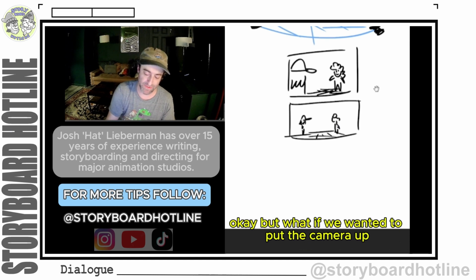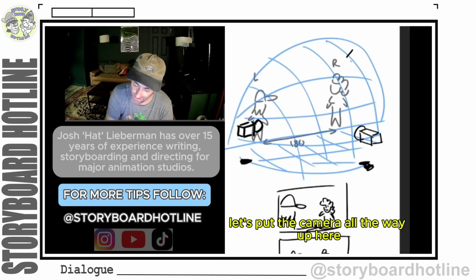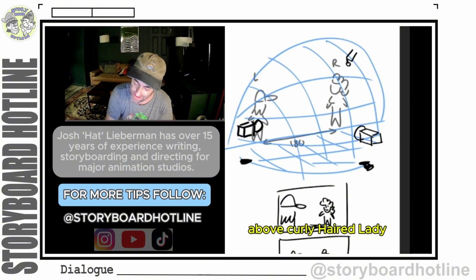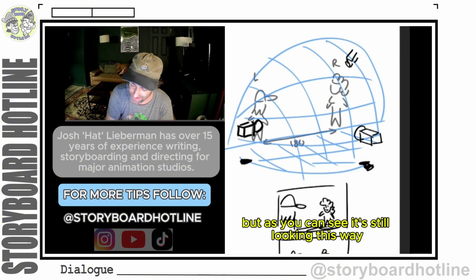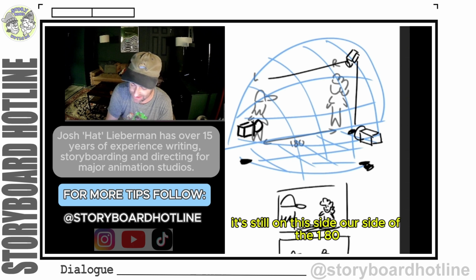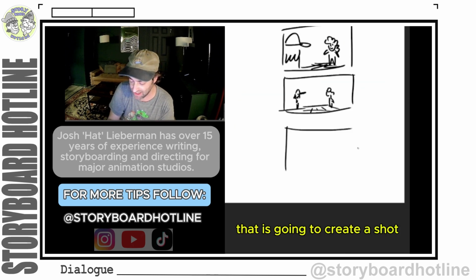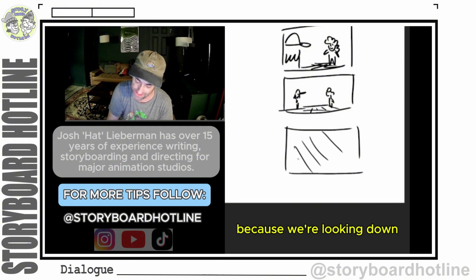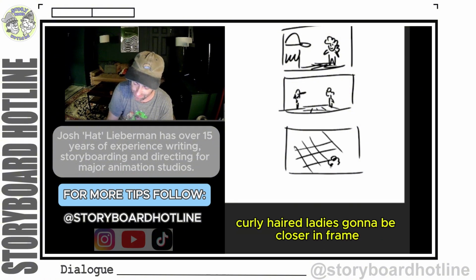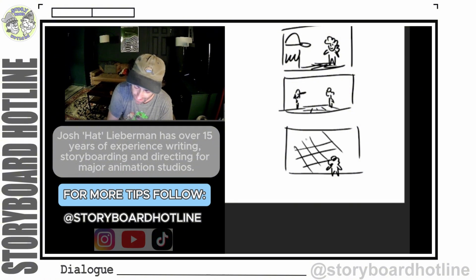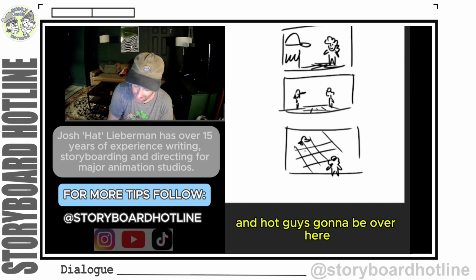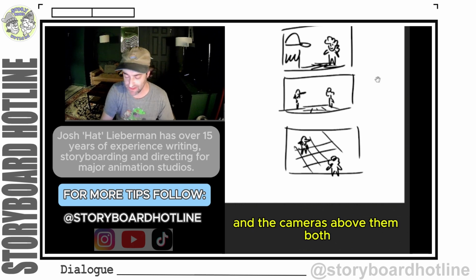Okay, but what if we wanted to put the camera up? Let's put the camera all the way up here above curly-haired lady. But as you can see, it's still looking this way. If you draw the drop shadow, it's still on this side, our side of the 180. That is going to create a shot where we would see the grid because we're looking down. Curly-haired lady is gonna be closer in frame, and Hat Guy's gonna be over here, and the camera's above them both. So here's the cool thing.